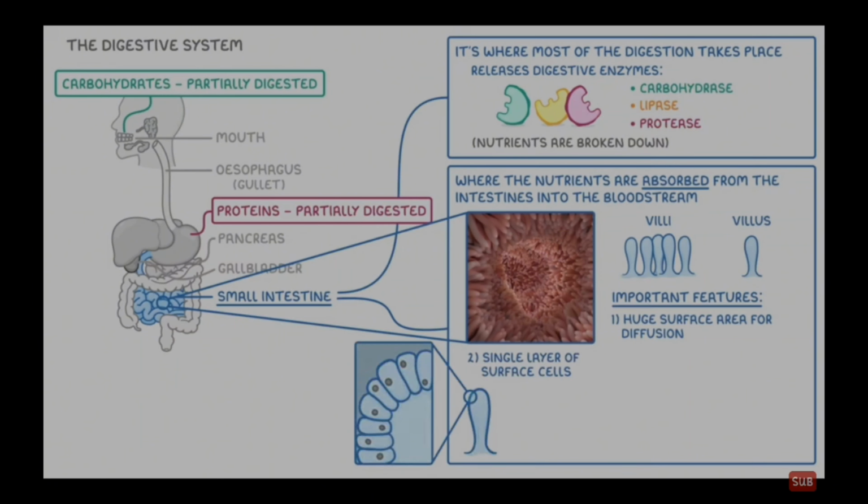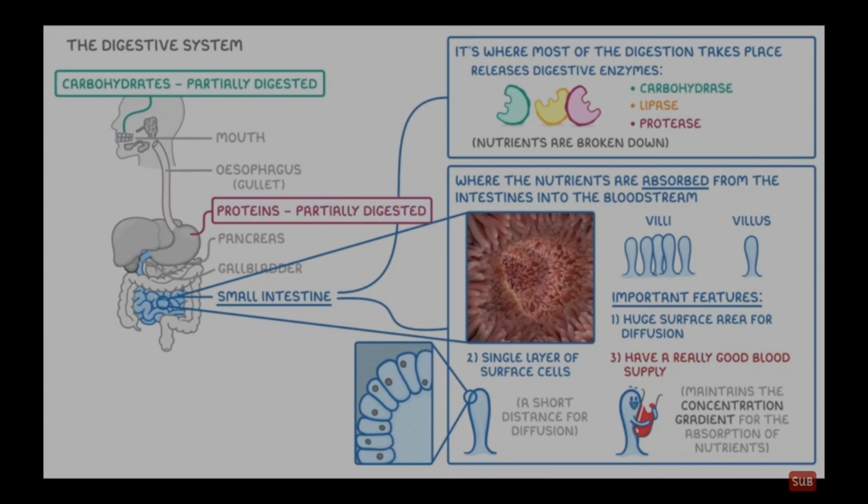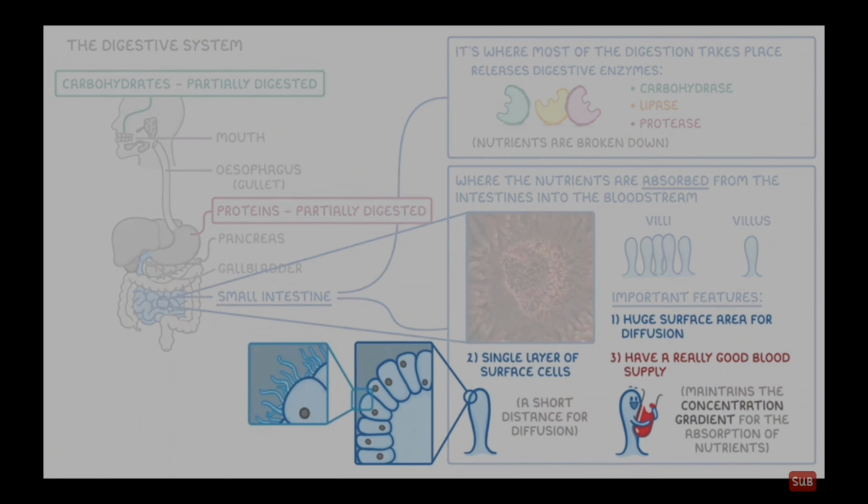Second, they only have a single layer of surface cells, which means there's only a very short distance for diffusion to take place across. Third, they have a really good blood supply, which maintains the concentration gradient for the absorption of nutrients. And finally, the cells of the villi also have their own tiny finger-like projections called microvilli, which further increases the surface area.